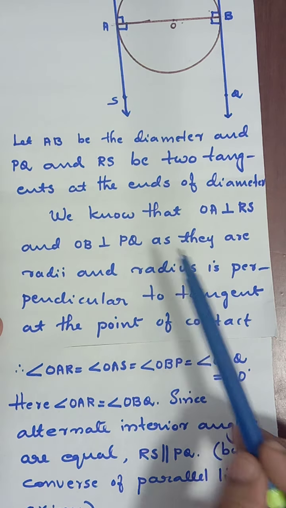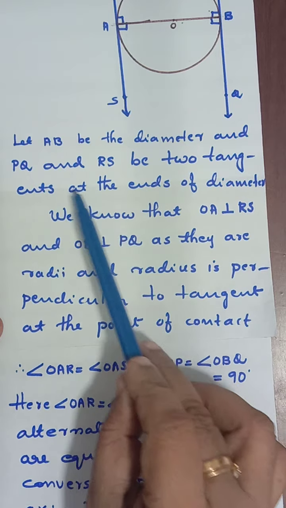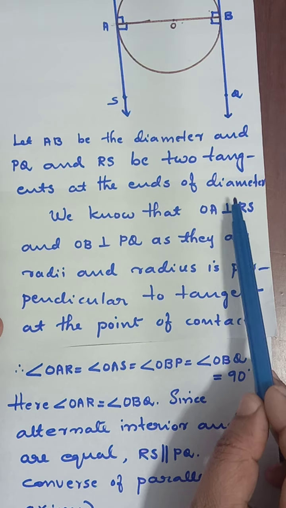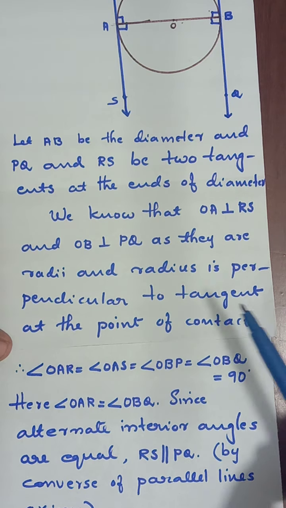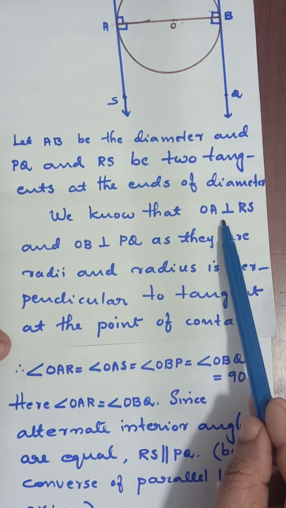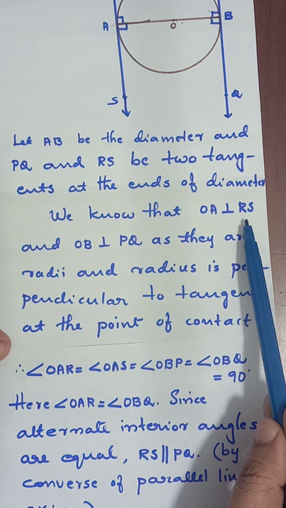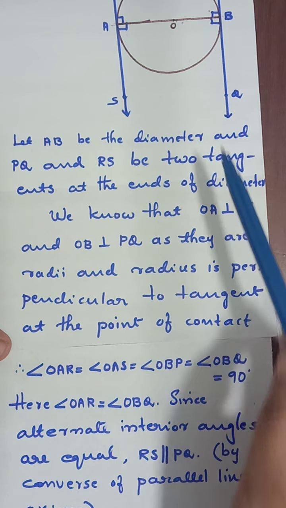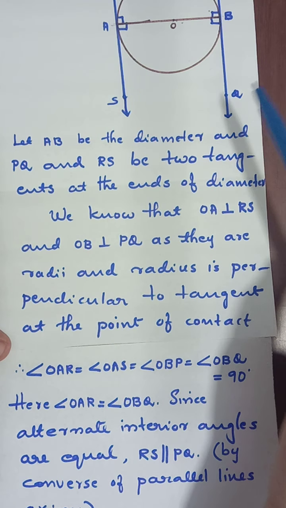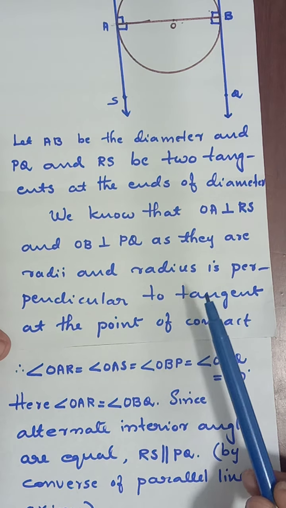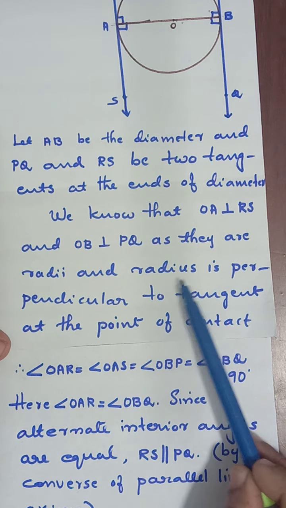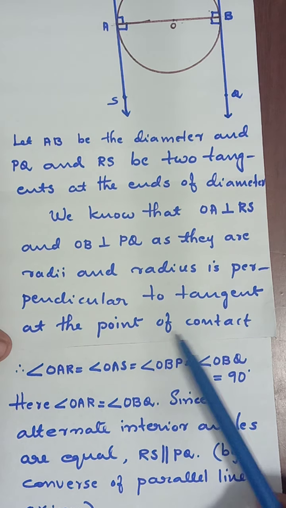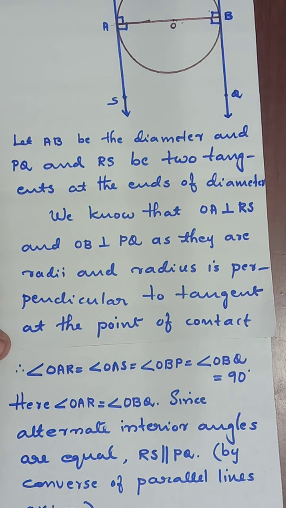Here, AB is the diameter and PQ and RS are two tangents at the ends of the diameter. This is how you have to explain. We know that OA is perpendicular to RS, OB is perpendicular to PQ, that you have seen in the figure. As they are radii and a radius is perpendicular to the tangent at the point of contact, that you might have understood. Now, therefore, all these four angles are equal to 90 degrees.